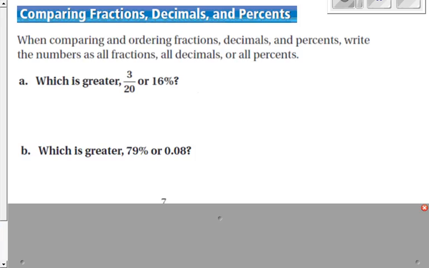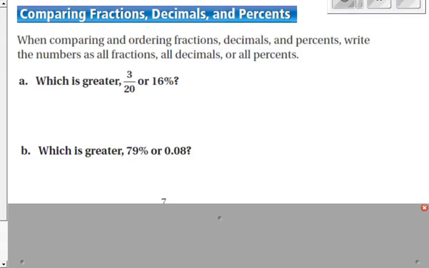Chapter 6.2 Comparing and Ordering Fractions, Decimals, and Percents. When comparing and ordering fractions, decimals, and percents, write the numbers as all fractions, all decimals, or all percents.